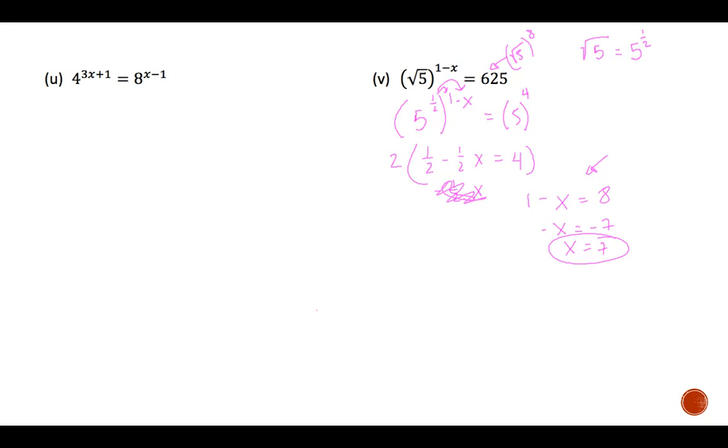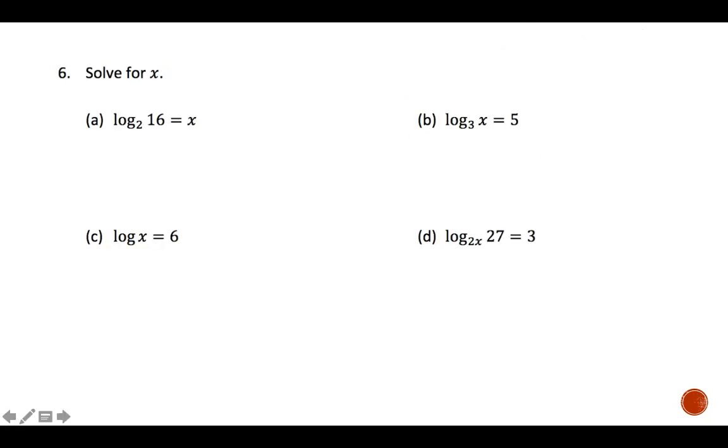Okay, let's finish up with a few from number 6 as well, which is kind of a good segue because we were just talking about exponents. So I'm going to start with D. If you remember logs, it's what power turns 2x into 27? The power that turns 2x into 27 is 3. So I could rewrite this as 2x to the power of 3 equals 27. This is the exponent, this is the base, and this is the argument.